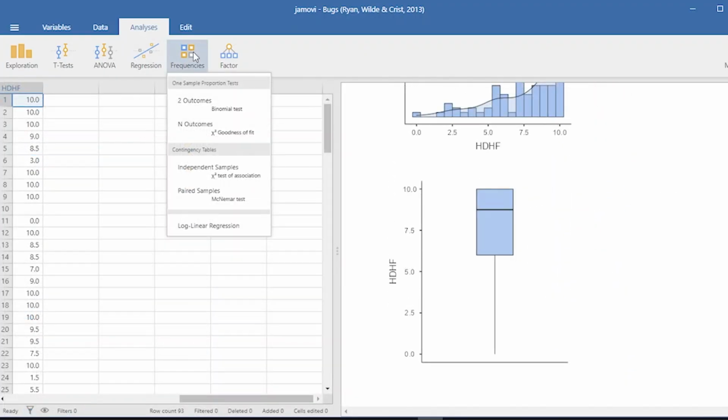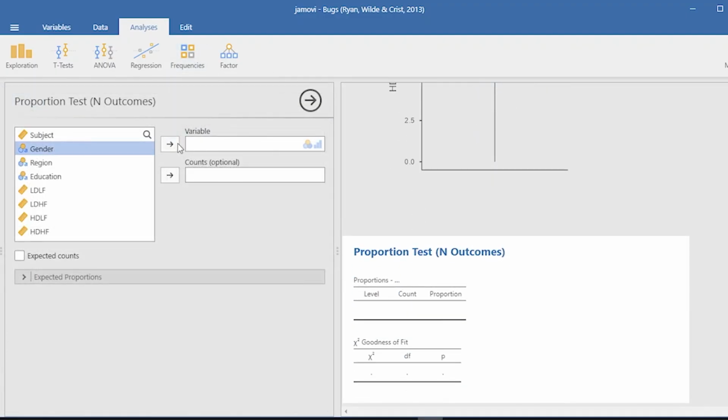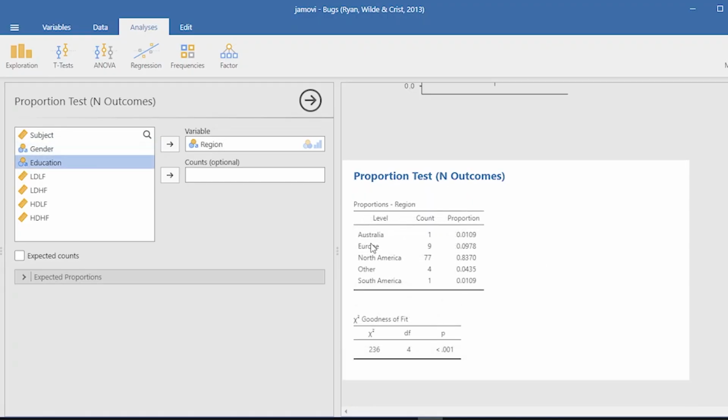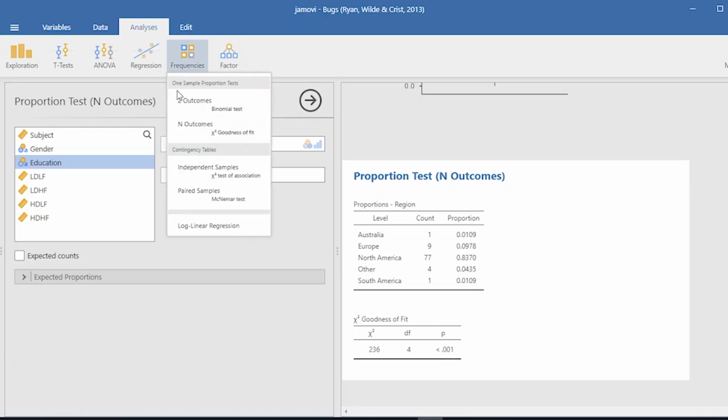We could come to the frequency and try to find the distribution on gender, for example. You see the portion here, we get 68% that were female, 31% were male. In terms of the region, from Australia, Europe, you could see the difference here. 83% were from North America, and the remaining 15% were distributed across the other 4. So that's why this is a quite significant p-value here with a chi-square test. So that was the general idea.